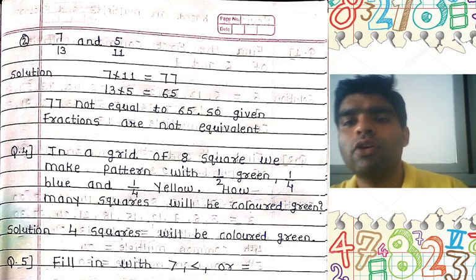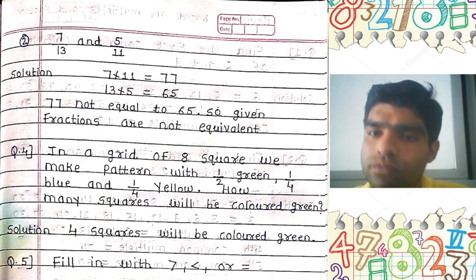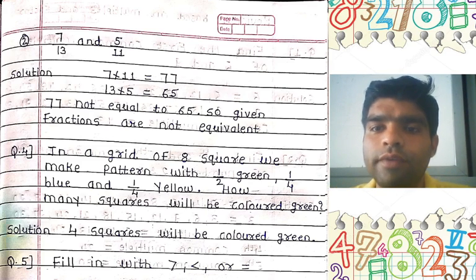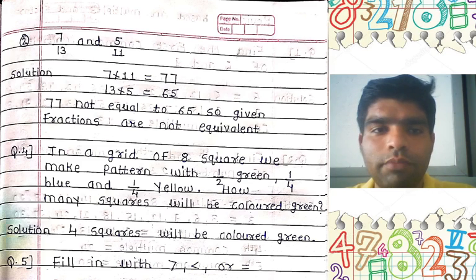Here cross multiplication is the base method. We have to solve this example to see whether the given fractions are equivalent or not. Now let's start the next question, question number 4.